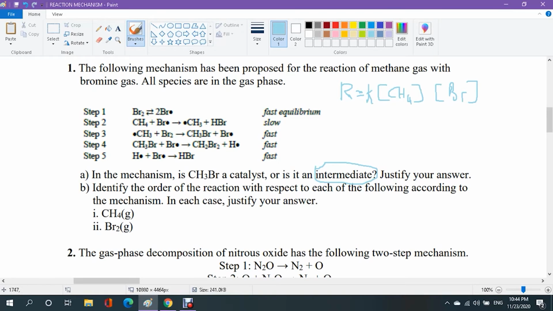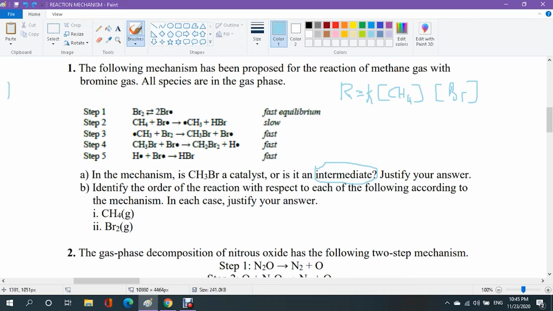But here, if we look closely, we'll see that Br is an intermediate because it's formed in step 1 and then used up in step 2. So Br is an intermediate, and like what I said at the beginning of the video, you can never write a rate law in terms of an intermediate. So what can we do to change that? We can try to get something from step 1.